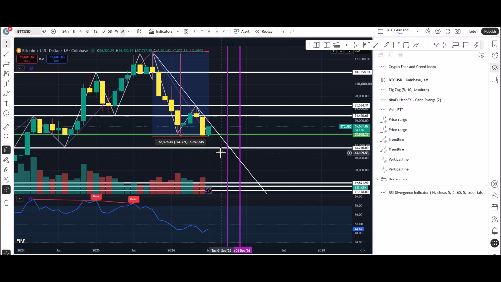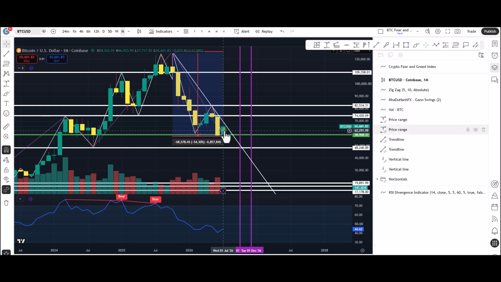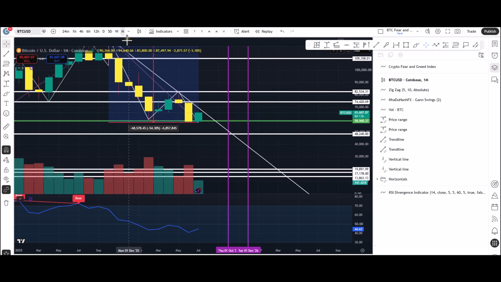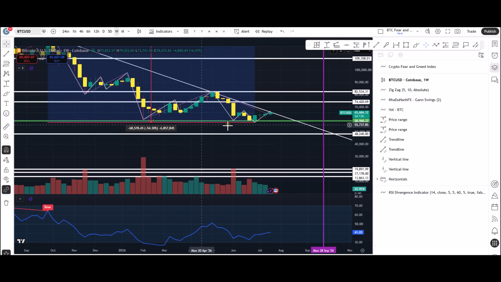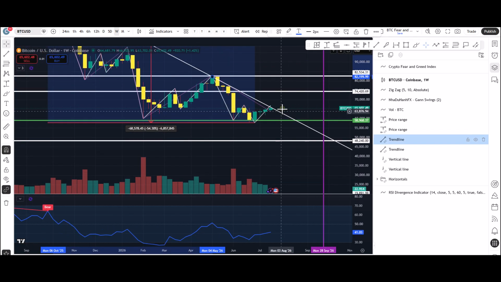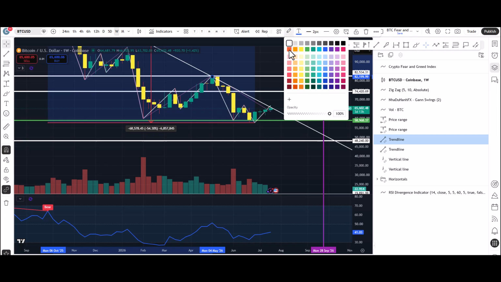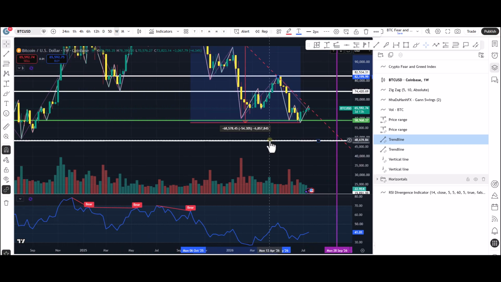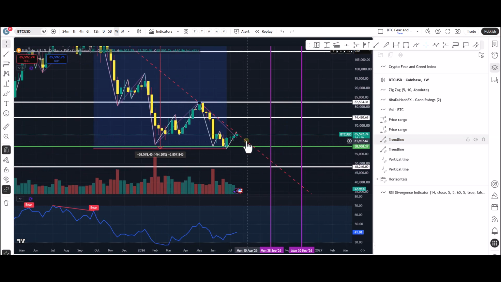But at the end of the day, Bitcoin's got a bit of work to do. This is where we are at the moment. I'm going to zoom in a little bit and go into the weekly. What we have here is that down diagonal trend line. Let me plot that out in a different color, in red, and let's give it a dash sign. We have this down sloping trend line, and we also have some resistance here.